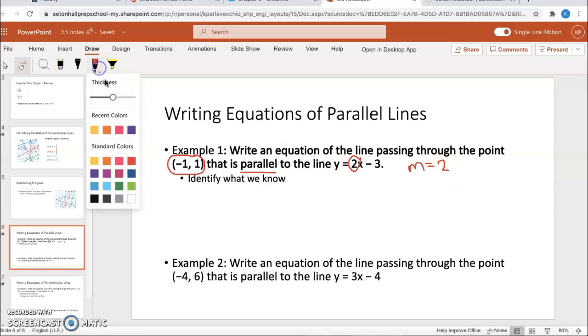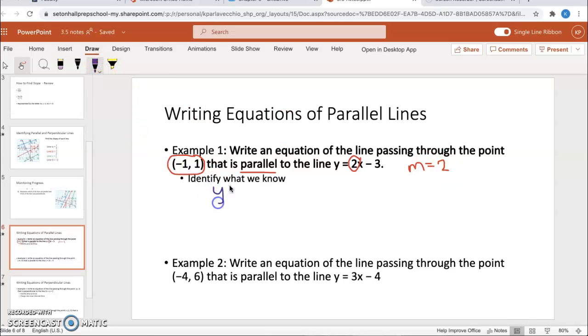Then we want to identify what we know. So I'm first just going to rewrite out the slope-intercept form equation, and we're going to fill in all of the things that we do know. I know that I have an x and y value for my coordinate. My y value is 1. My slope that I identified from this given equation is 2. My x value from this coordinate is -1. And we are always solving for the intercept, or b.